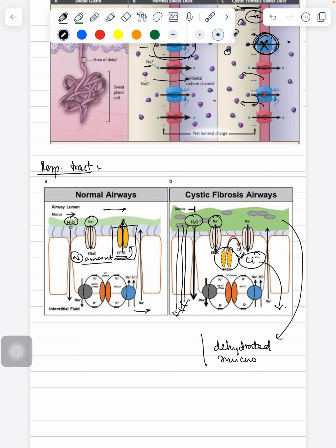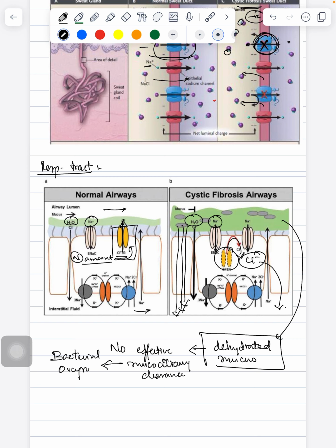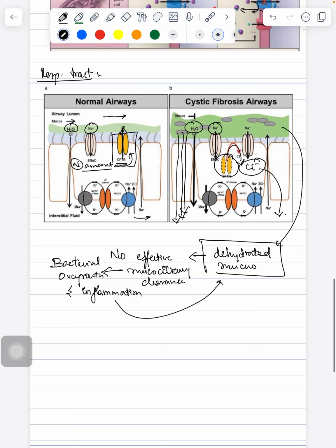Since it is dehydrated mucus, there is no effective mucociliary clearance. Since there is no effective mucociliary clearance, there will be bacterial overgrowth. There is stasis of mucus that serves as a site for bacterial overgrowth. That can lead to bacterial overgrowth and inflammation, and this cycle repeats. Okay, so this is the pathogenesis behind cystic fibrosis in your sweat gland and also in your respiratory tract. Okay, next, what will this pathogenesis lead to?